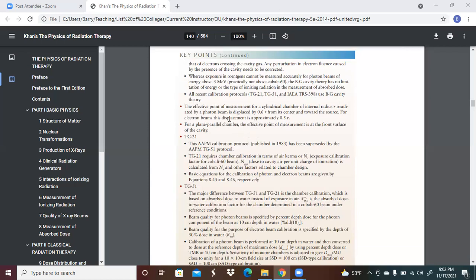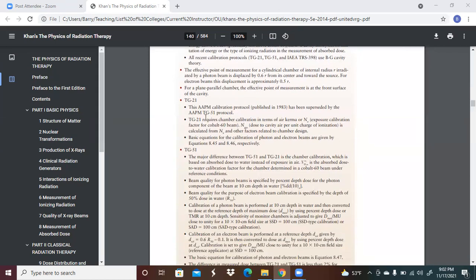There are some other details here, like the effective point of measurement for a cylindrical chamber of internal radius r in a photon beam, which is displaced by 0.6 r from the center toward the source. That's the kind of thing you probably won't end up using too much. For electron beams, it's probably half the radius. That's a side note you can just keep track of if you want. For a plane-parallel chamber, the effective point of measurement is at the front surface of the cavity.